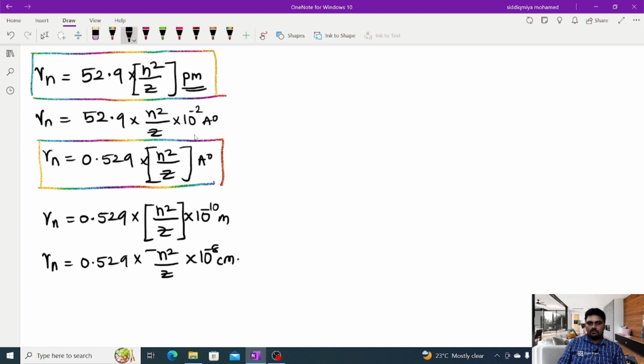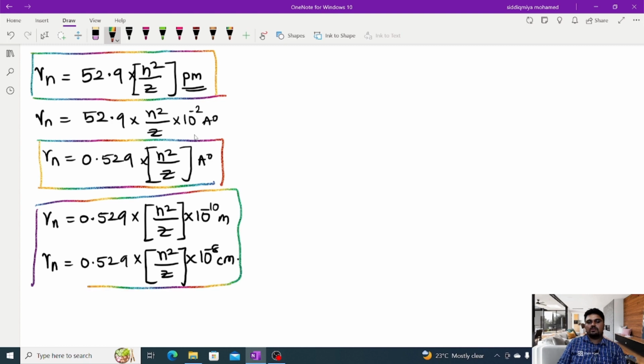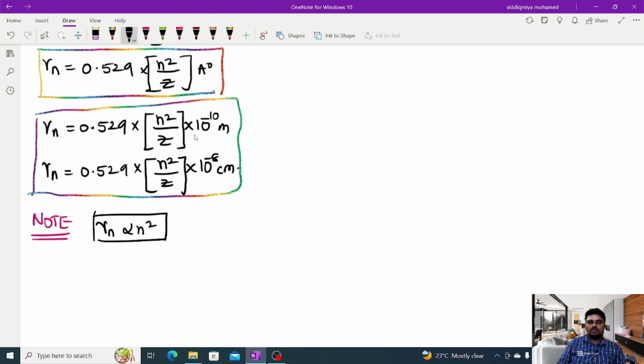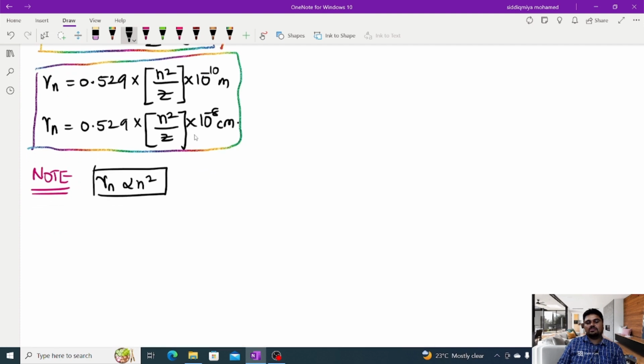Now see here, dear students, these are the conversions. Once we observe, what is the common thing here? Note we can write: the radius Rn is directly proportional to n square. This means as the shell number increases, the radius increases. Correct? Let us say it is one atom. In that atom it is the first shell, the second shell, and the third shell.